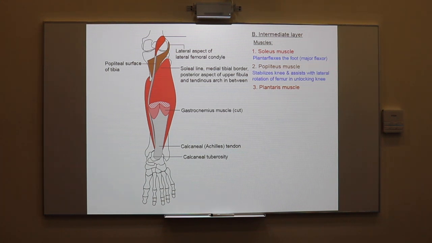Which people would get rupture of the tendocalcaneum? Usually people who are performing a rapid movement, like jumping up and putting the basketball into the basket, or doing a high jump or a long jump, where you are using your gastrocnemius and suddenly the tendon ruptures.